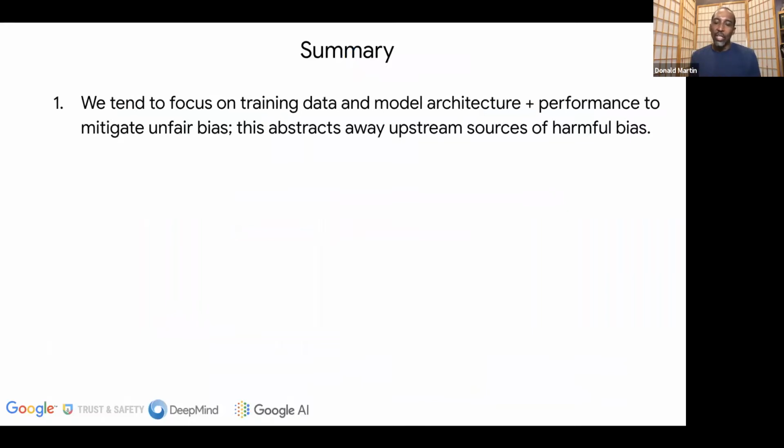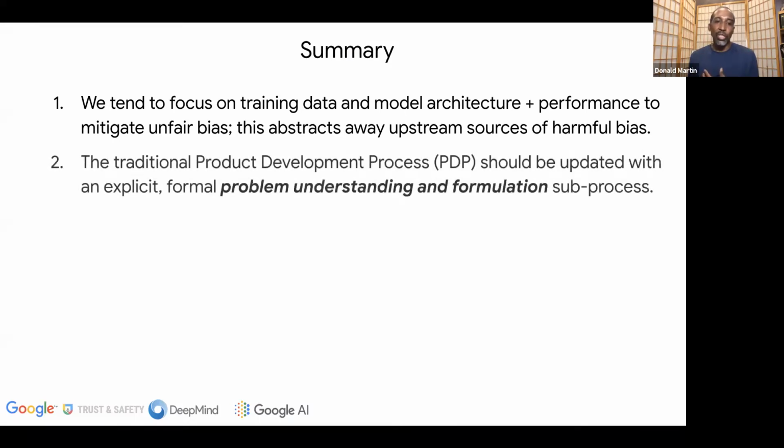One is that we tend to focus on training data, model architecture and performance when we try to mitigate unfair bias, but this tends to abstract away upstream sources of harmful bias. In this talk, I'm going to be proposing that the traditional product development process should be updated to include an explicit formal problem understanding and formulation sub-process. Problem understanding and formulation is further upstream in the typical technology or product development lifecycle. This is even before you design anything.